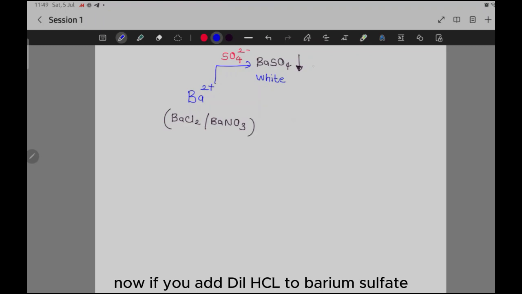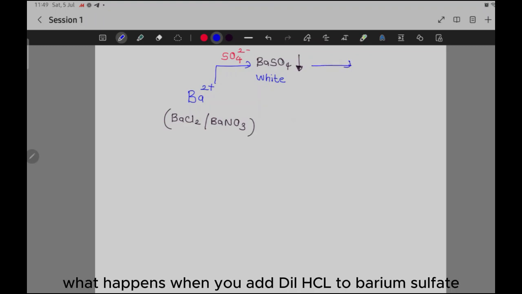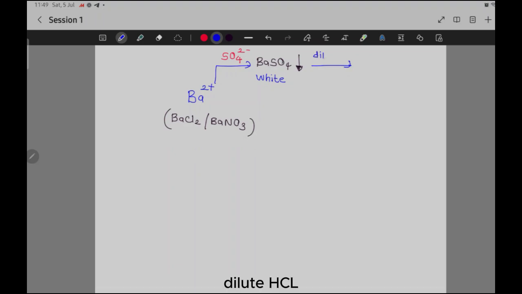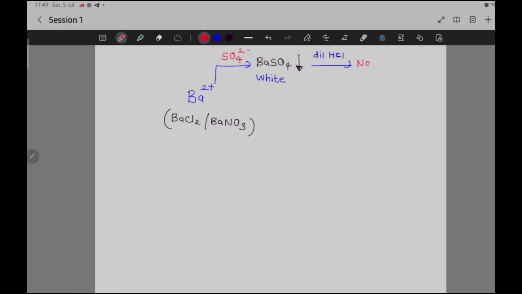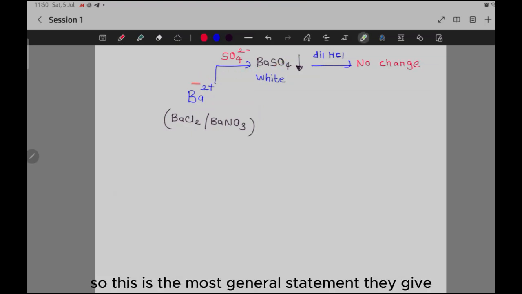Now if you add dil HCl to barium sulfate, what happens? When you add dilute HCl to barium sulfate, you can see that there is no change to the barium sulfate precipitate, which means the sulfate precipitate doesn't dissolve. This is the most general statement they give in the questions. When you do the questions, you will find out the pattern. So this is very important.